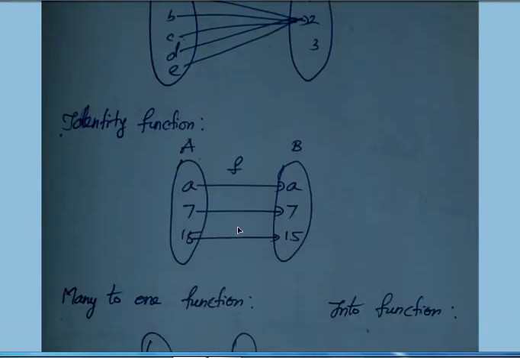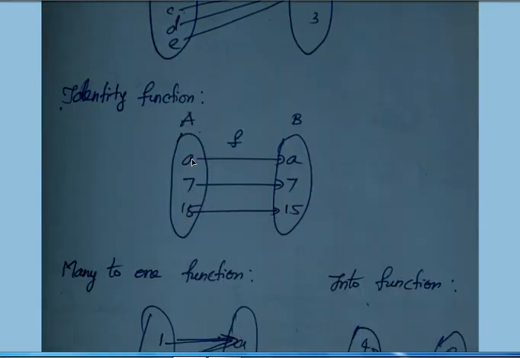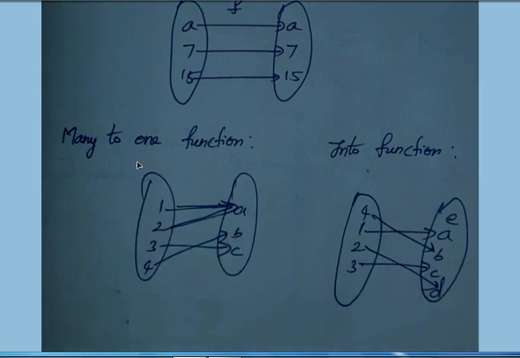Next one is identity function. Identity card: in my identity card, my face only will be there. So identity means the same. So A to B: A's result is A, 7's result is 7, 15's result is 15. This type of function is called identity function. Next one is many to one function. 2 or more elements in A having the same image in B, then we say that is called many to one function.